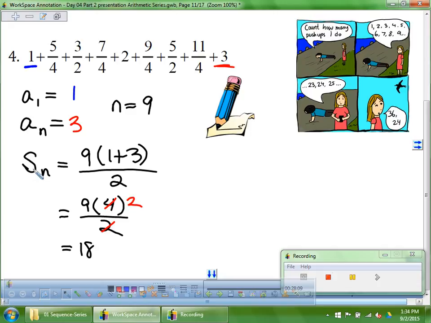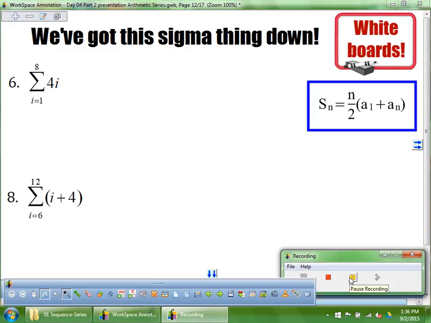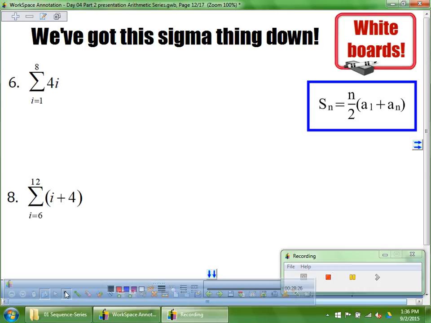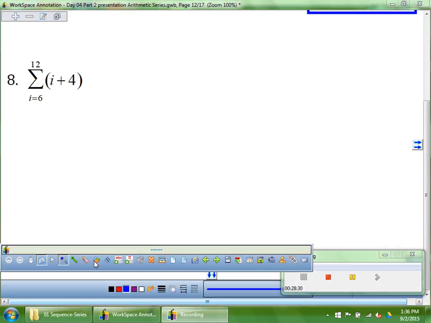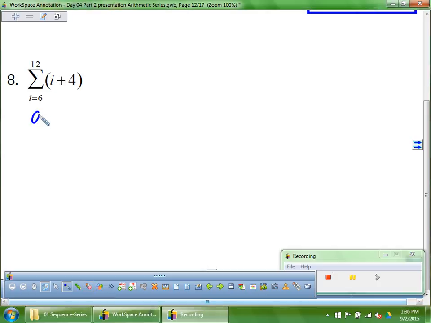Hold on, I'm going to pause it really quick. Okay, so recording again. So now we're going to go back to our summation formula. I'm not going to use this one. I'm going to use this one because it's got the 6 and the 12. Here's the information I can get out of this. I can get my A sub 1 because I'm just going to substitute in 6, i plus 4.